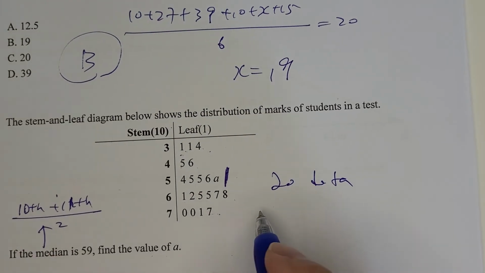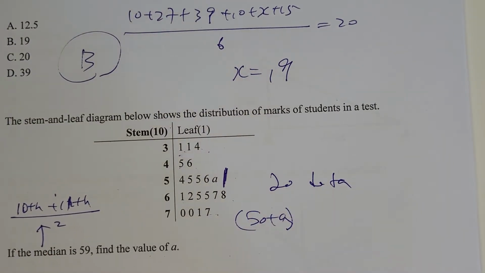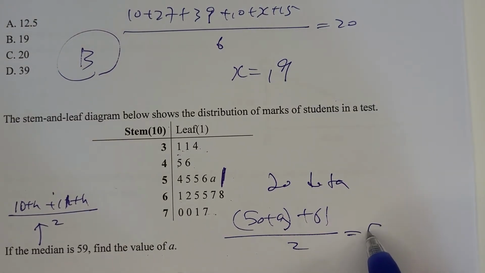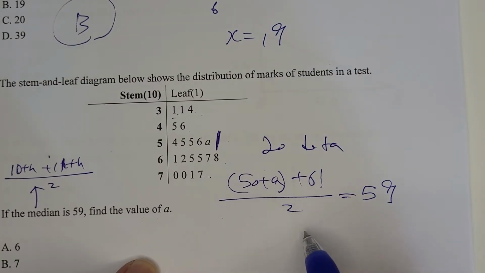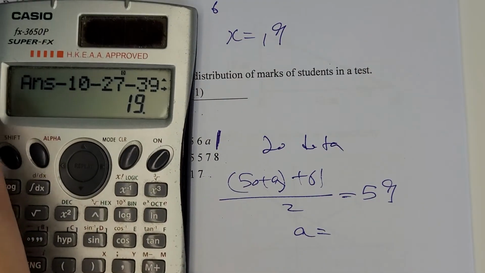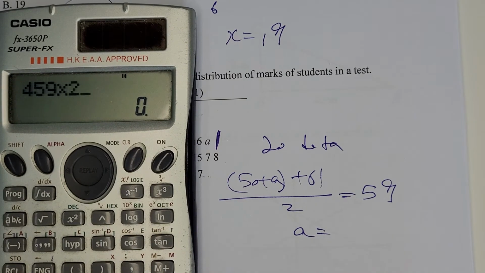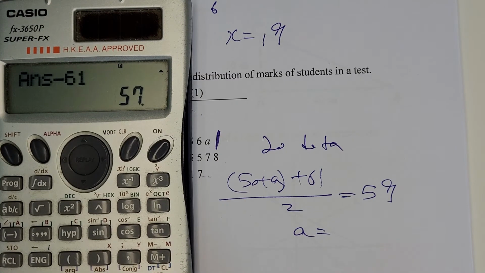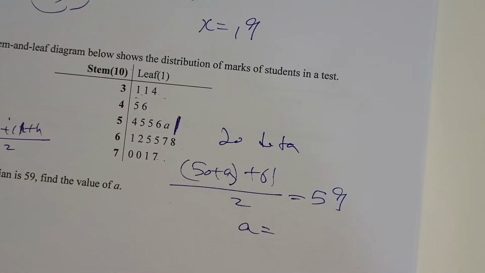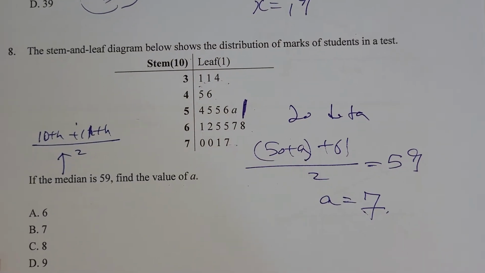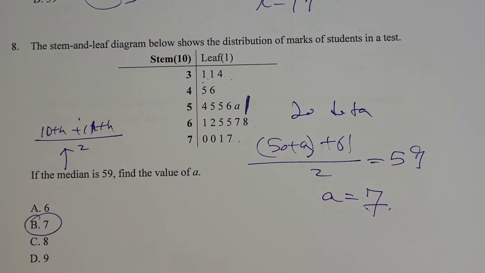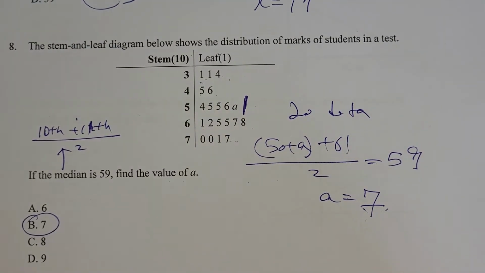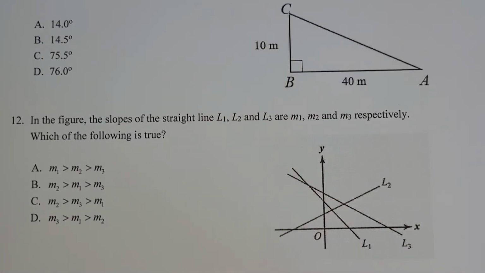So the 10th data is 50 plus A, and the 11th data is 61, divided by 2, that is 59. So you can find A. That is 59 times 2 minus 61 minus 50. That's 7. So the answer is B, A equals 7. Okay? So that's the end of question number 8, and move to question number 9.